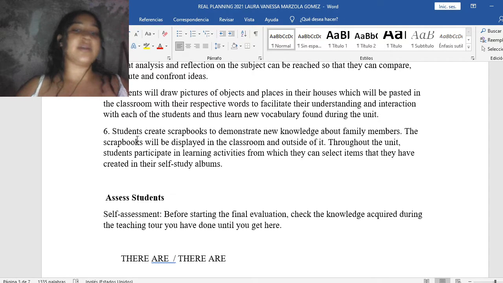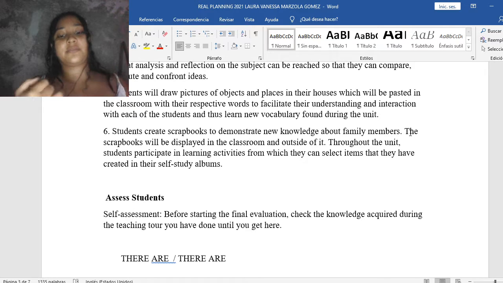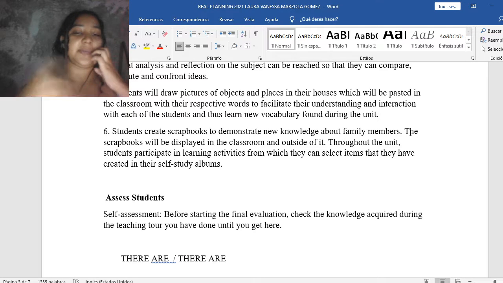The students create a word corpus to demonstrate new knowledge about the family members. Not the typical family members like mom, dad, grandpa. No, the others like son-in-law, daughter-in-law, nephew, stepbrother, stepsister, and the others.